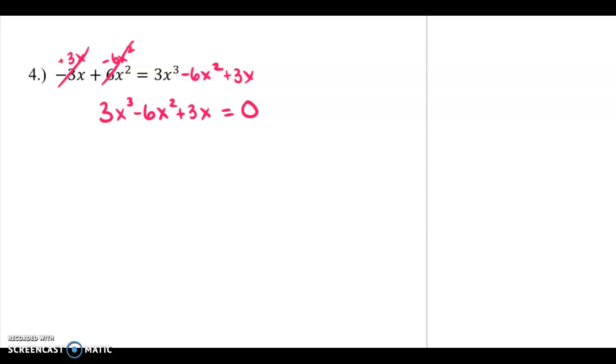Next step, let's factor out a GCF. So there is a GCF here of an x. Actually, of a 3x. It's my second time doing that. Of a 3x. So that leaves me with x squared minus 2x plus 1 equals 0.